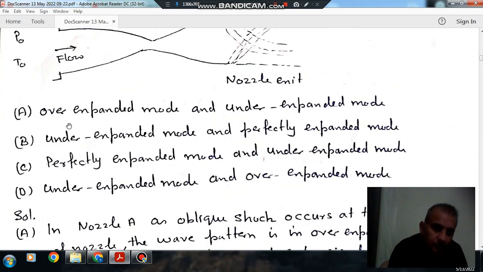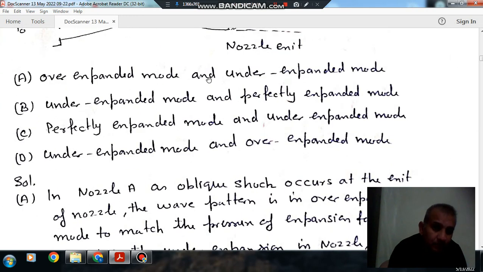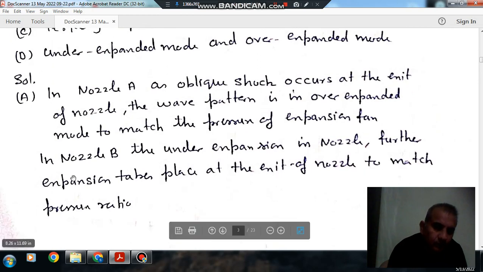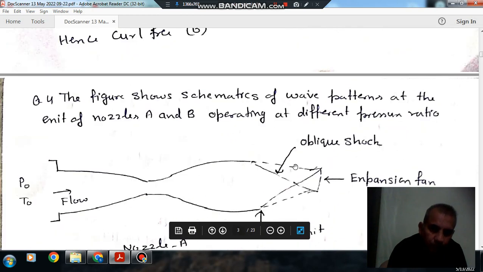So option A: nozzle A is in over expanded mode and nozzle B is in under expanded mode. Read out the explanation. In nozzle A, as the oblique shock occurs at the exit of the nozzle, the wave pattern is in over expanded mode to match the pressure of the expansion fan. If the shock doesn't occur, then matching of pressure with the fan is not possible.